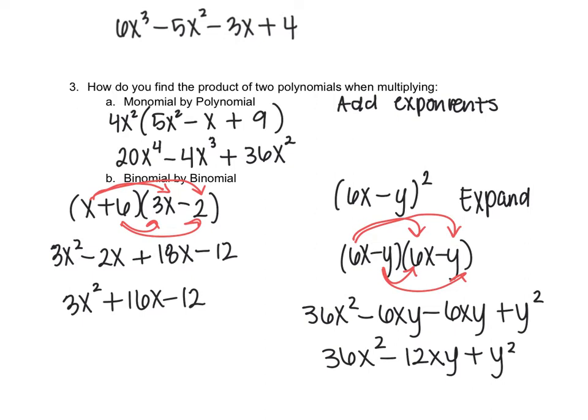There were two common mistakes I saw with something like this. The first one being that you didn't expand, so you just did 6x squared and then y squared. The second common mistake was when multiplying negative y times negative y, forgetting that it changes to a positive y squared. Because anytime you multiply two negatives, it does become positive.